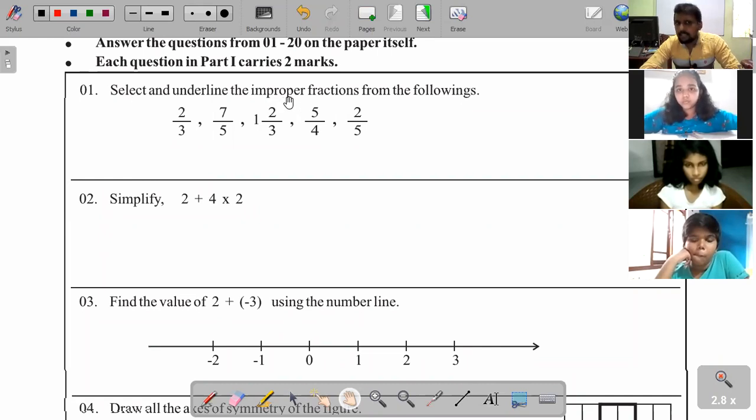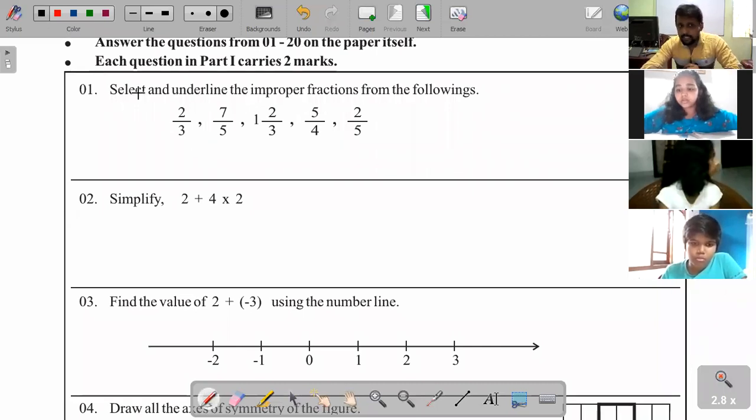Select and underline the improper fractions from the following. Improper means what? The numerator should be greater than the denominator, no? The first one, improper or not? It is not improper, no? It is a proper fraction. This one, improper. 7 over 5. 7 is greater than 5.